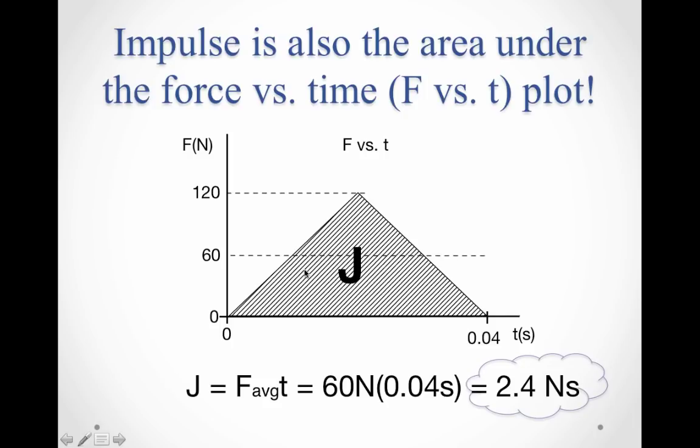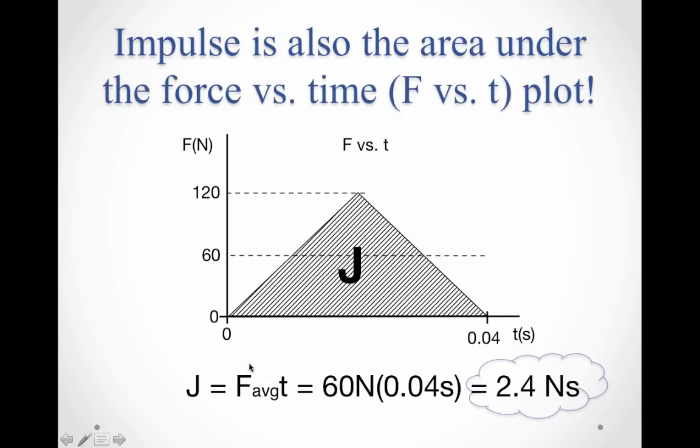So how do we reconcile that? How do we come up with an average force? Well, there's a concept that impulse is the area under this force versus time plot. This shaded region represents that impulse. If you look at that, that's the area of a triangle, and the area of a triangle is 1/2 the base times the height. So 1/2 the height, which would be 60, times the base, which would be 0.04, is 2.4 newton seconds. So the area under this triangle would be 2.4 newton seconds.